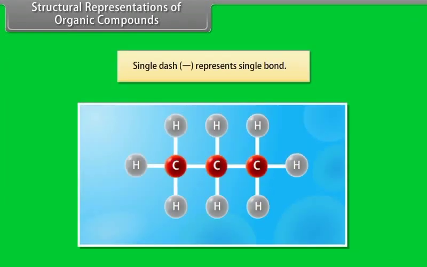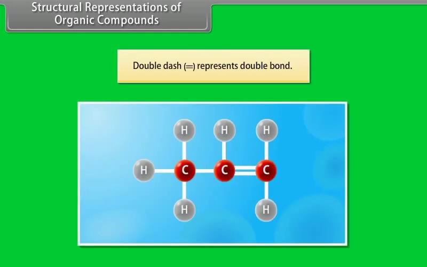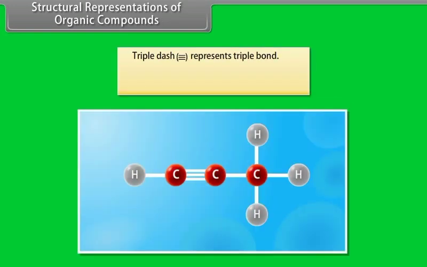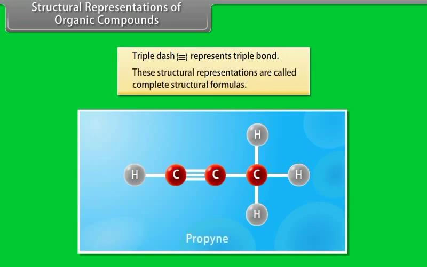Single dash represents single bond. For example, propane. Double dash represents double bond. For example, propene. Triple dash represents triple bond. For example, propyne. These structural representations are called complete structural formulas.